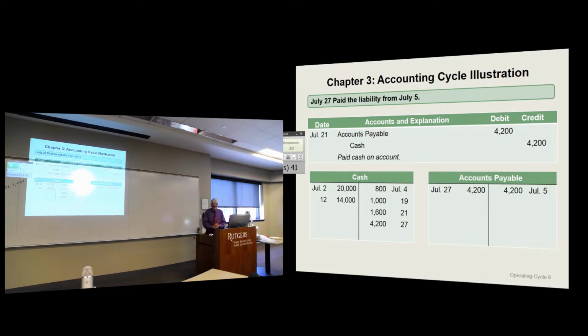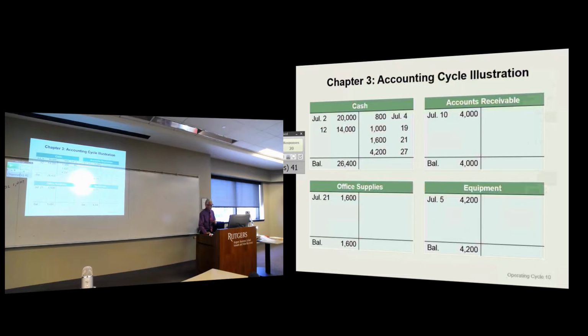Now, here are the ledger accounts. So we've done this morning, and I'm sort of framing today's session with bookkeeping, and we're going to end it with some bookkeeping. All right, so here are your accounts. These are the cash balances, 26.4. Accounts receivable has a balance of 4. Office supplies, debit balance of 16.